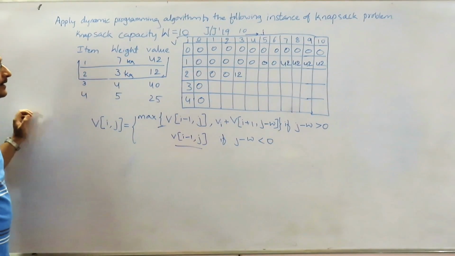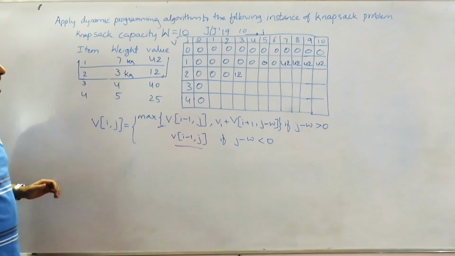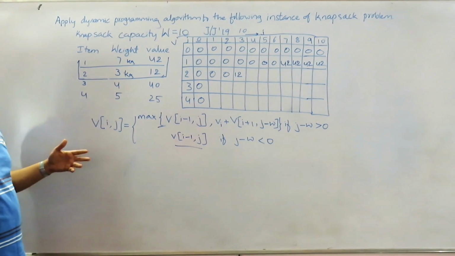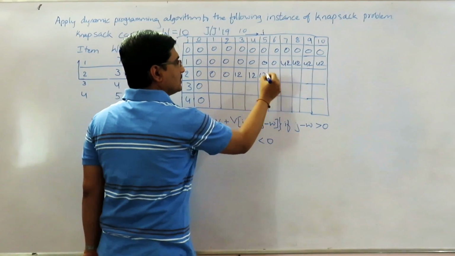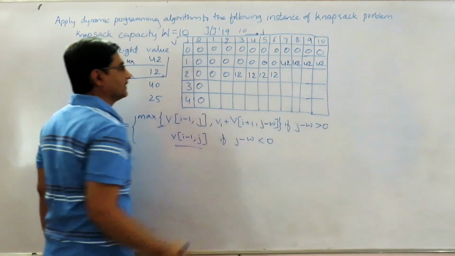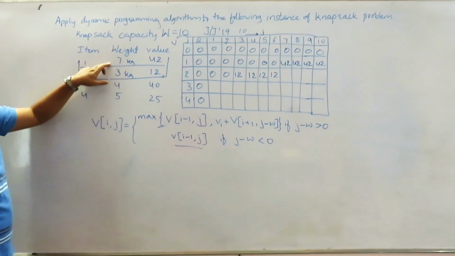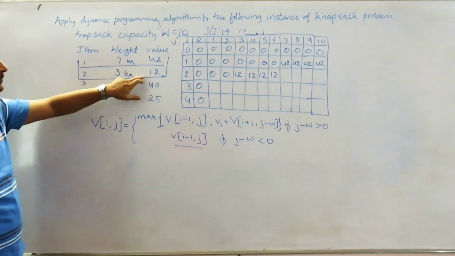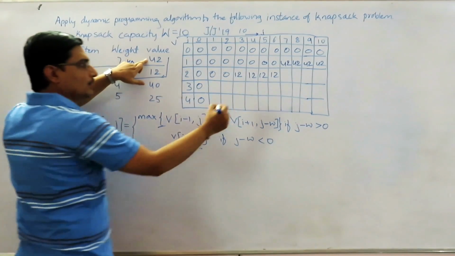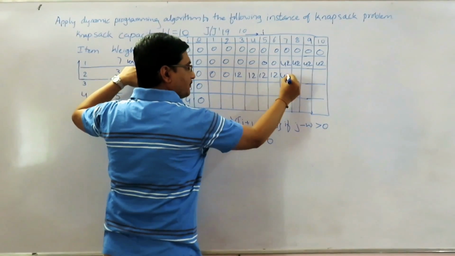Okay, we cannot consider it. So till it becomes 7, we cannot put one more item also. So this will remain 12 till it becomes 7. When it becomes 7 kg, out of these two, whichever has the greater value, for that value we are going to enter. So for 7 it is 42.